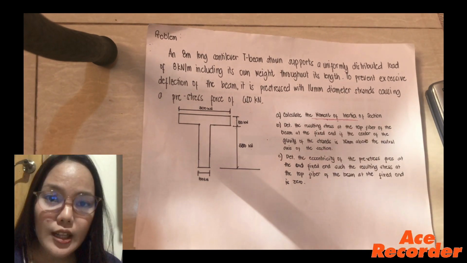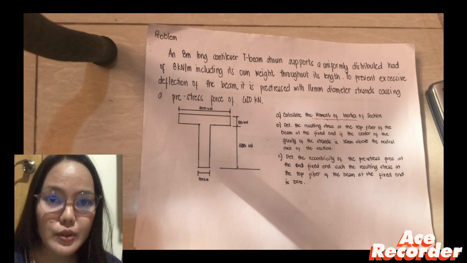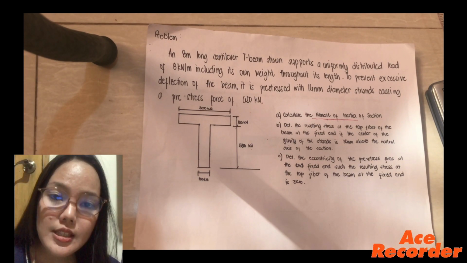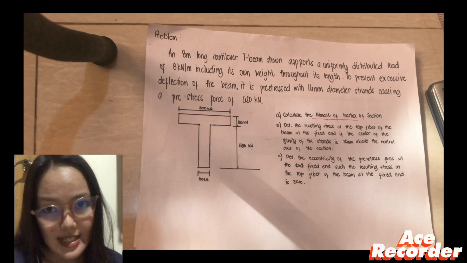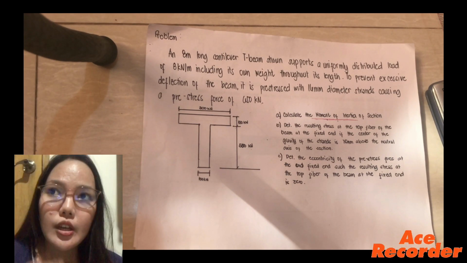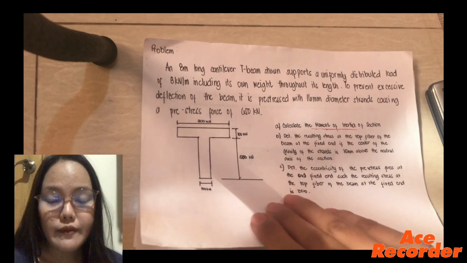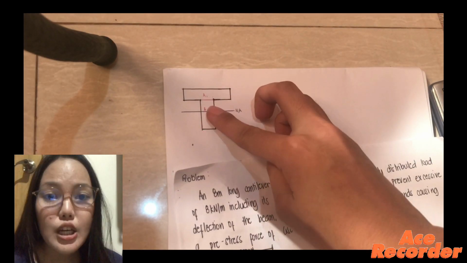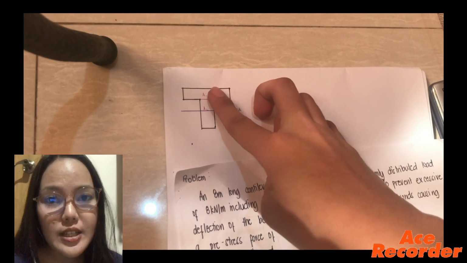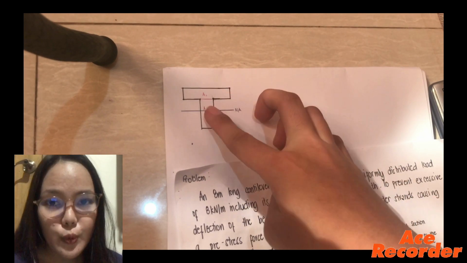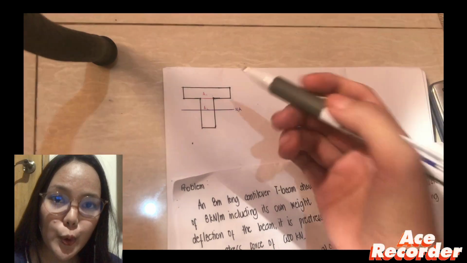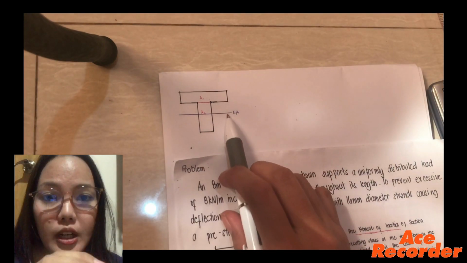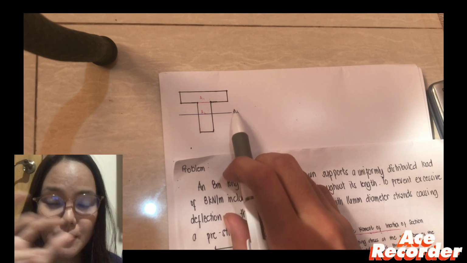First, we need to calculate the moment of inertia, which is mentioned in letter A. Moment of inertia is the quantity that expresses an object's resistance. So, in order to calculate the moment of inertia, we need to divide the T-section or the T-beam into two segments. Here you can see the A1 and the A2, which is the area 1 and the area 2. Other than that, we need to mark the neutral axis in the T-beam.